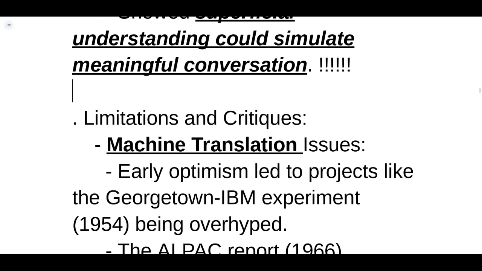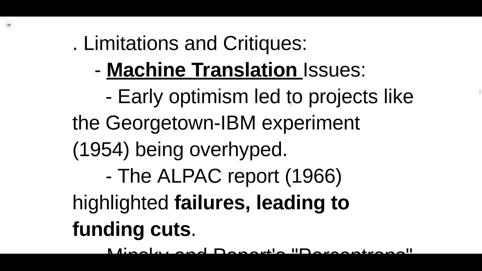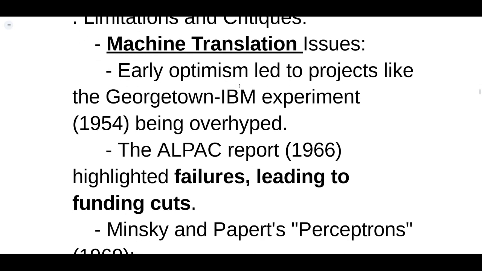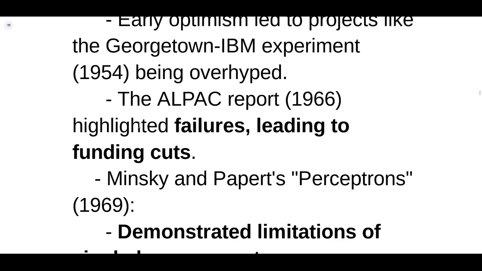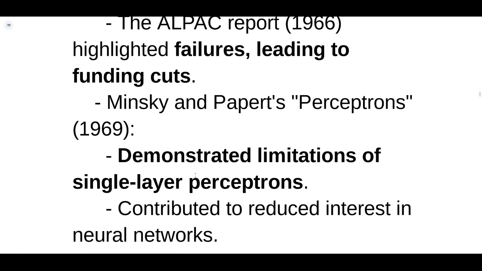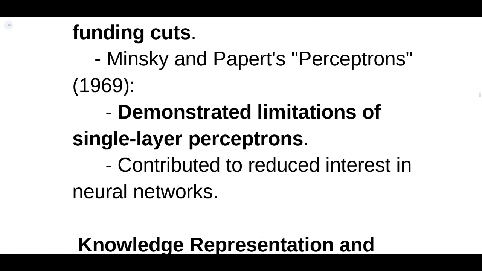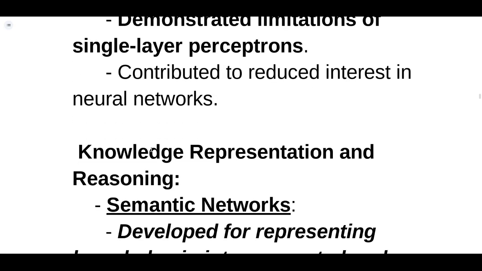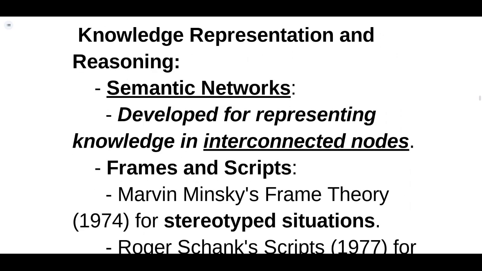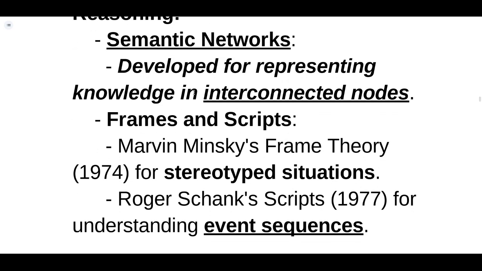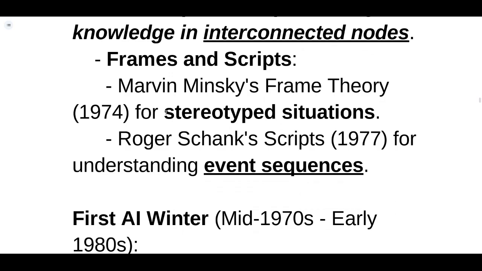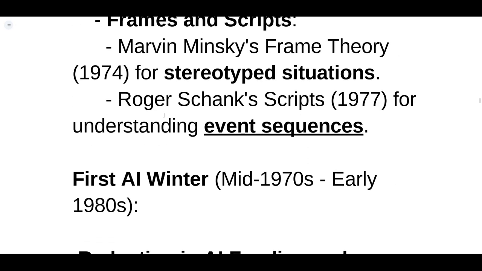So, interesting observation. Limitations and critics, machine translation issues. Early optimism led to projects like the Georgetown IBM experiment being overhyped. The ALPAC report in 1966 highlighted failures, leading to funding cuts. Then Minsky and Papert demonstrated limitations of single layer perceptrons. Knowledge representation and reasoning: semantic networks developed for representing knowledge in interconnected nodes, frames and scripts for stereotyped situations and for understanding event sequences.